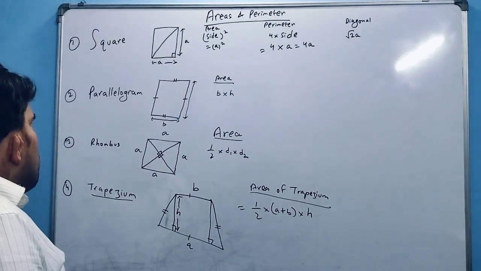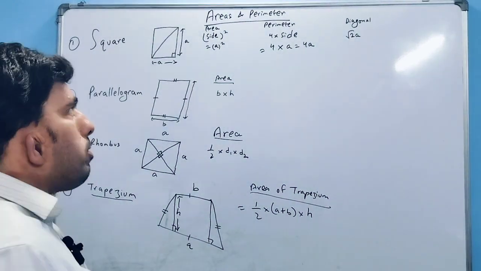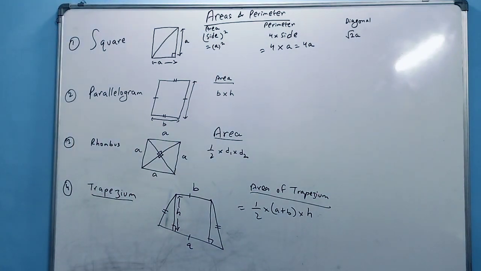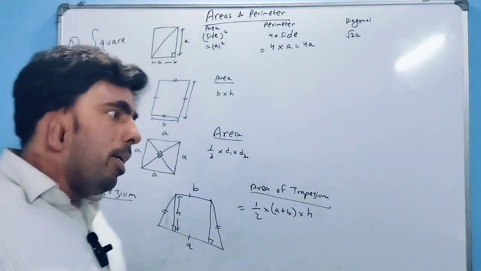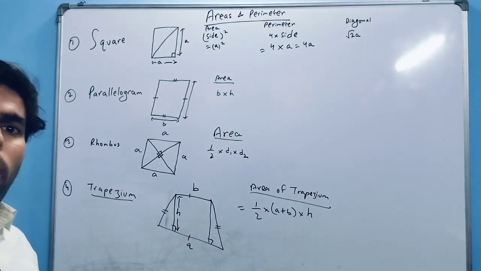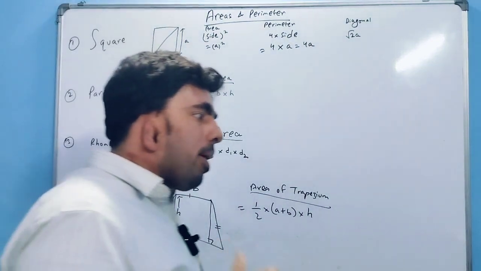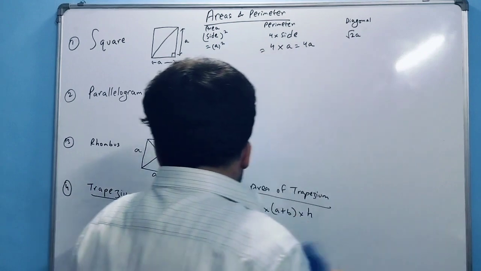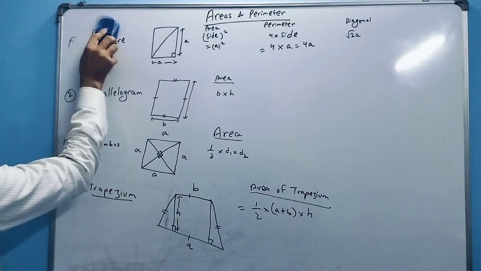So we have some closed figures of which we can easily find the area and the perimeter. These are the four closed figures I have taken, which are used not only in the present but also in the future. Now let us move to another figure, the fifth one.